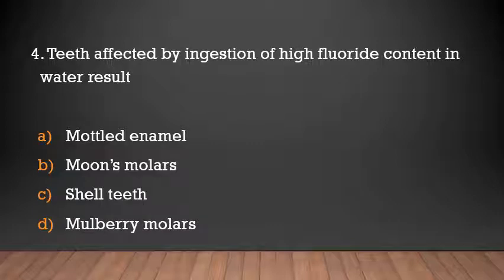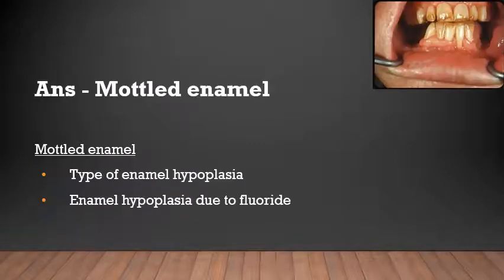Teeth affected by ingestion of high fluoride content water result in: mottled enamel, Mons molars, shell teeth, mulberry molars? Mottled enamel. Mottled enamel is a type of enamel hypoplasia. It is due to a high level of fluoride content in water.